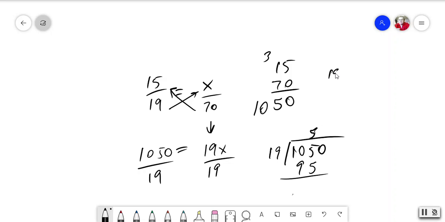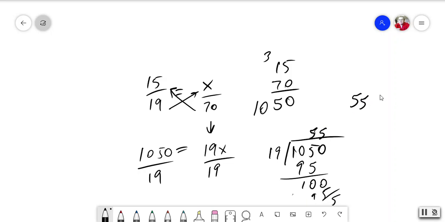6 would be too big, I think. Let me check that. 6 times 9 is 54. 6 times 1 is 6, 7, 8, 9, 10. Yeah, that would definitely be out. So 5 minus 5 is 0. 9 from 10 is 1. Drop that. And 5 again. So you're going to get 95 again with 5 left over.